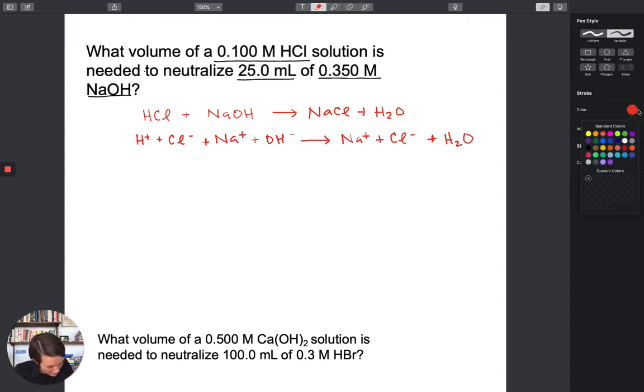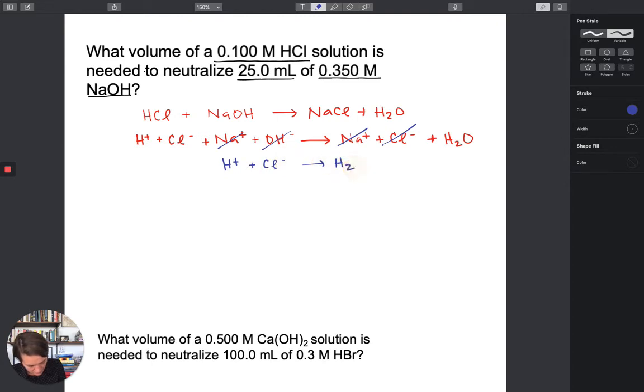Now, like we also had in precipitation reactions, we have our spectator ions, right? Nothing really happened to our sodium and our chloride. So we could write a net ionic equation here. Ignore the highlighted part. We have our hydrogen and our hydroxide combining to form water. This is a neutralization reaction.